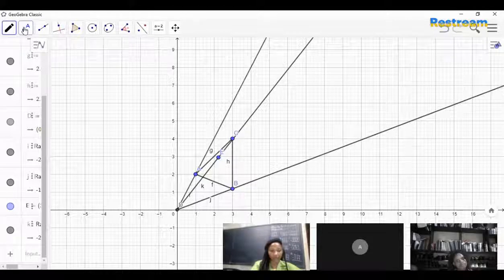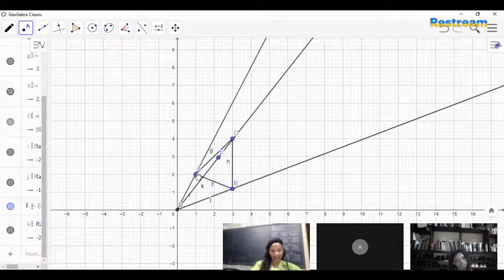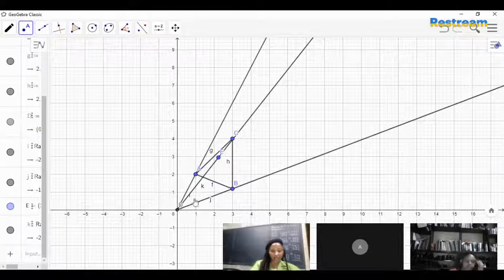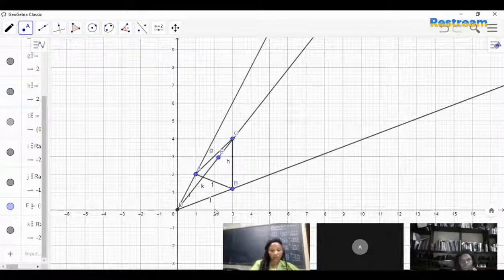So for example, for this first point, A, from the origin to A we moved 1 on the X and 2 on the Y. If we double that, it will be what? 2 on the X and 4 on the Y. 1, 2, 3, 4. That will be here, right?